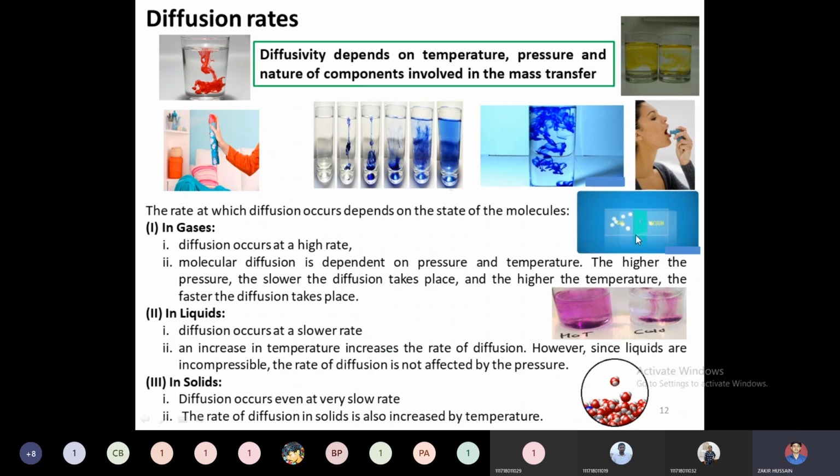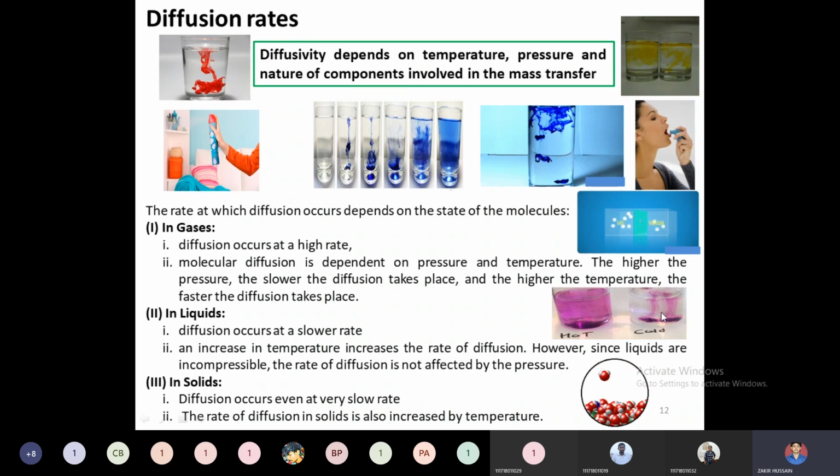Liquids also, because compared to gases, the orientation between liquid particles is very less. As you can see from this example, when we dissolve a certain dye or pink color into hot water, the diffusion rate is very high. It is dissolving very easily.